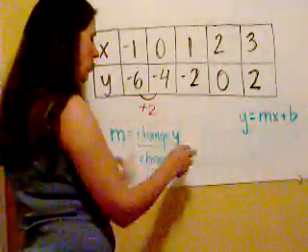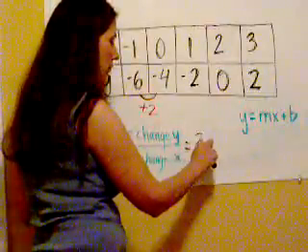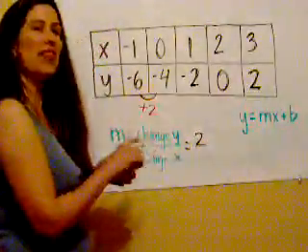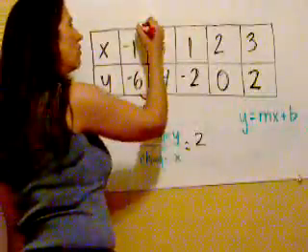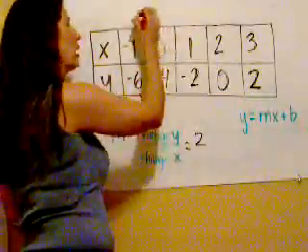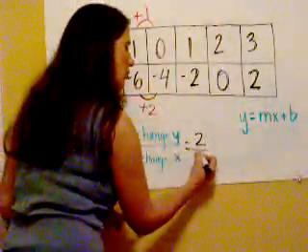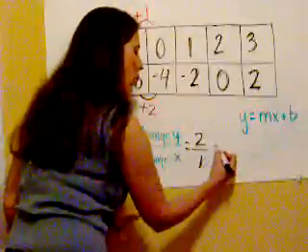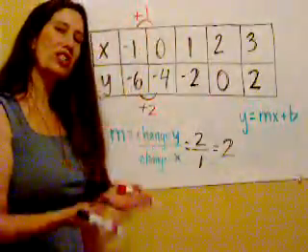So the change in y is equal to 2. And looking at the same points, looking at the change in x from -1 to 0, it goes up by 1. So the slope is 2 over 1. And if we simplify the fraction, it's just 2.